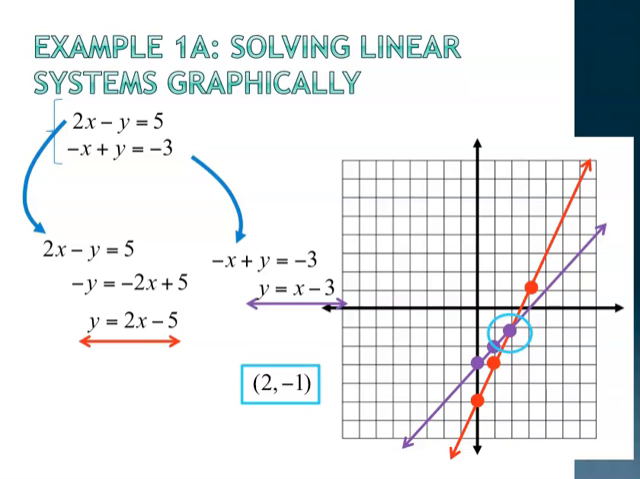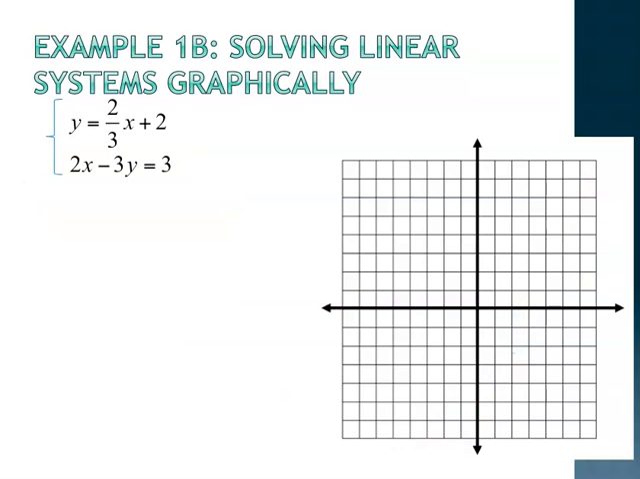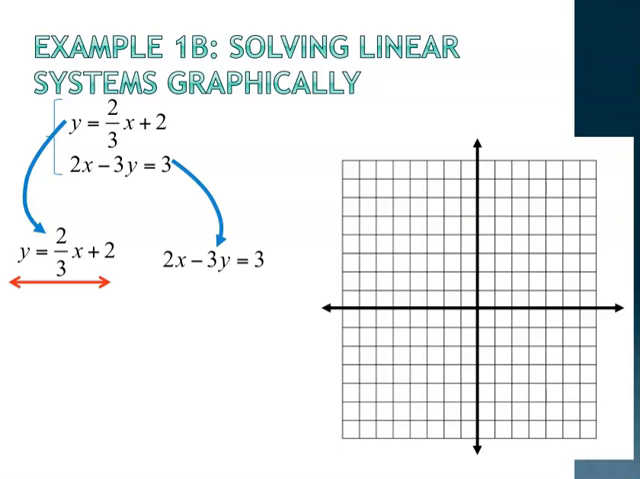Let's do another example where we solve this graphically. Y equals 2/3 x plus 2, and 2x minus 3y equals 3. It looks like the first one is already in good shape. It's already in y equals mx plus b form. In the second one, we have 2x minus 3y equals 3. We'll get the y by itself. So subtract the 2x over to the right. Divide everything by negative 3. So we have y equals 2/3 x minus 1.